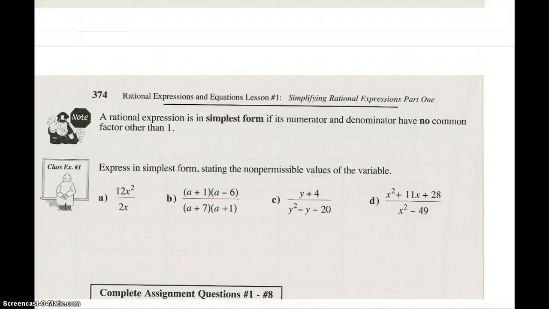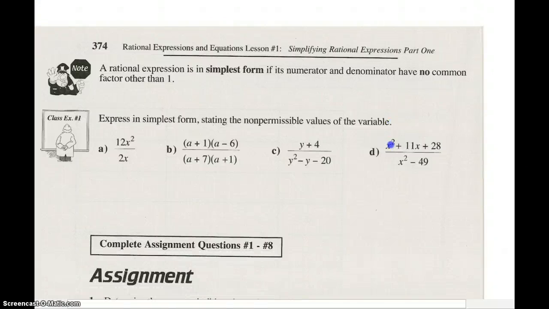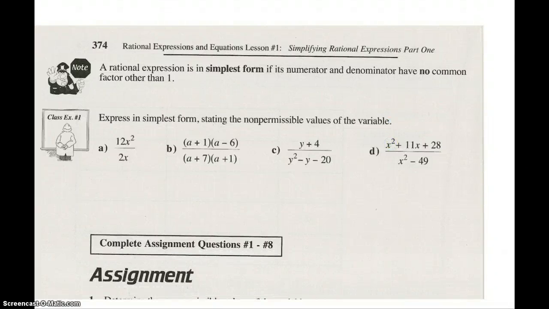We need to have it in simplest form if the numerator and denominator have no common factors other than 1. So what this means is this. I need to know what x cannot be. So we know that x cannot equal 0. There's my restriction.